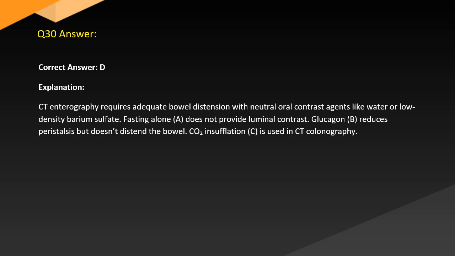Answer. Correct answer: D. Explanation. CT enterography requires adequate bowel distension with neutral or contrast agents like water or low-density barium sulfate. Fasting alone, A, does not provide luminal contrast. Glucagon, B, reduces peristalsis but doesn't distend the bowel. CO2 insufflation, C, is used in CT colonography.